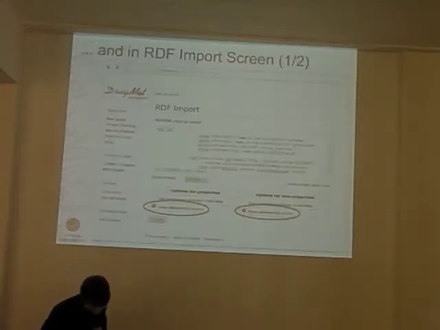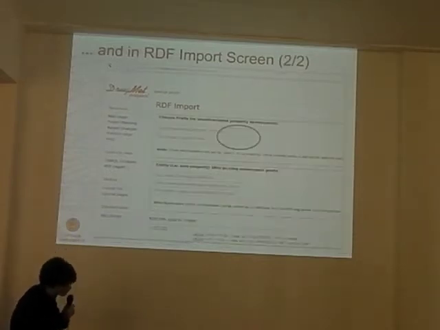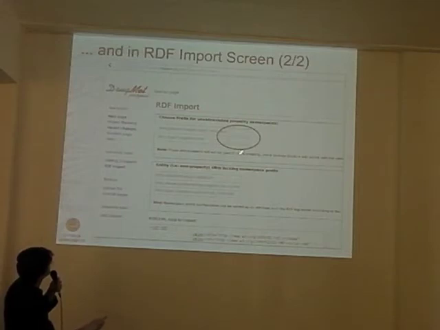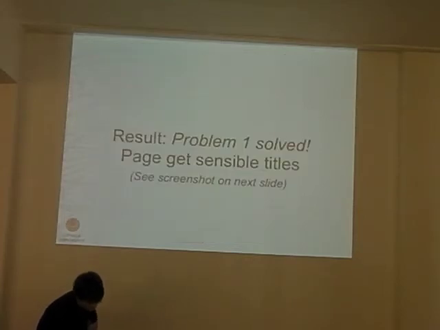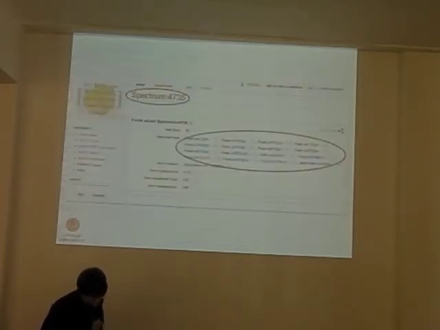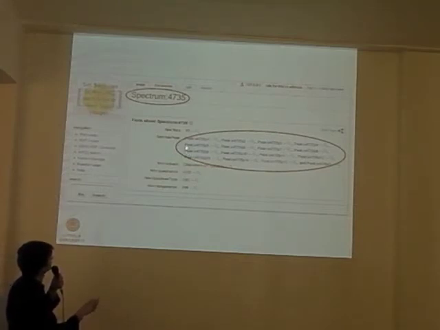Yes, and this is the screen where you click something, and then you can specify the same things that you saw before in a form. So after this was implemented, we had some more sensible wiki titles. Each peak has its pseudo namespace, peak, colon, and then uses the part of the URI, etc.